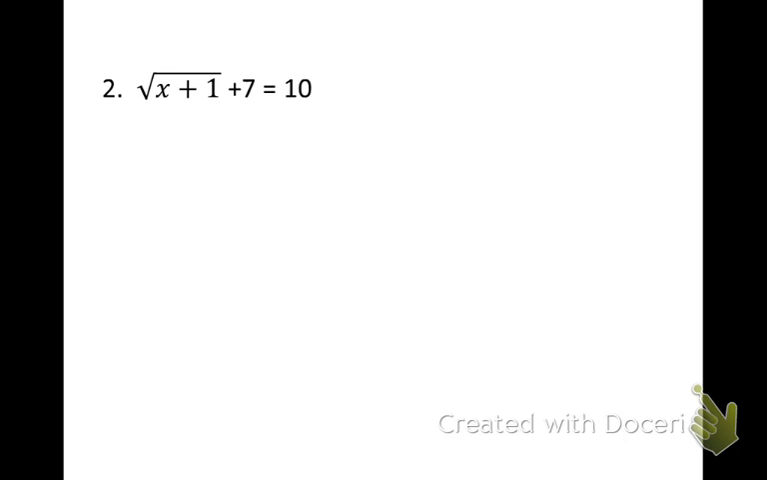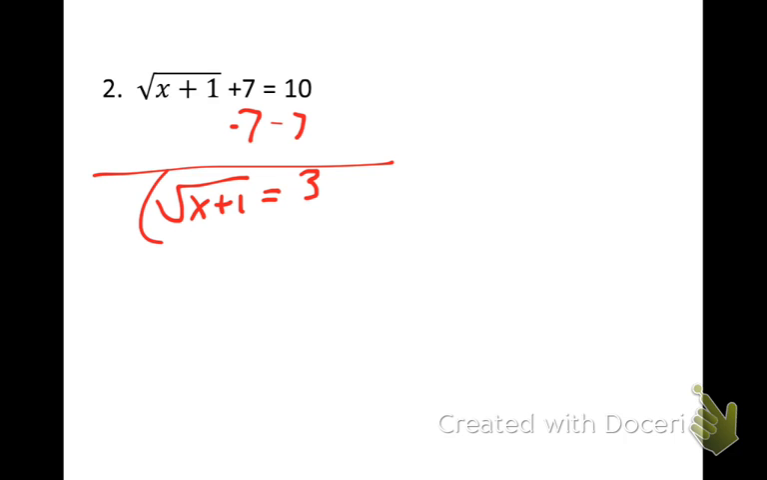In the next one, again, we need to isolate the radical. So we're going to subtract 7 from each side. We'll get the square root of x plus 1 equals 3. Square each side. So we get x plus 1 equals 9. Subtract 1 and you get x equals 8.